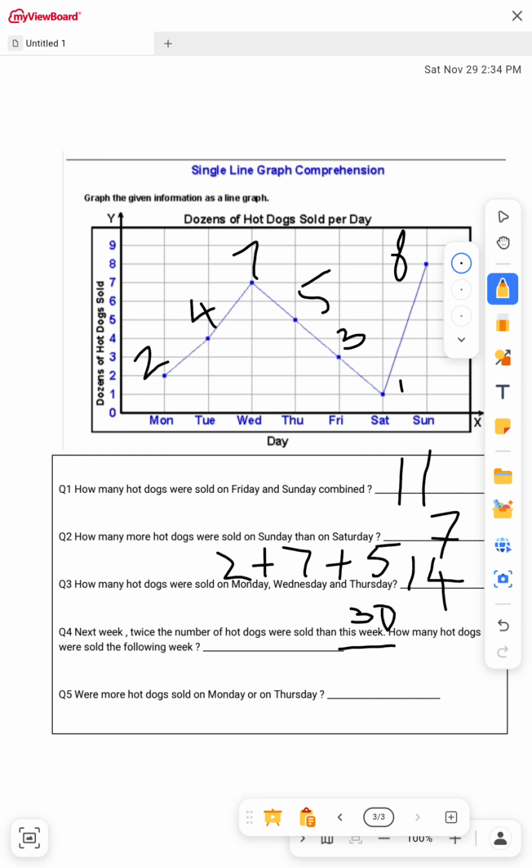So we write 30 over here. And next week, twice the number of hot dogs were sold. So the following week, 60 dozen hot dogs would be sold because there were twice as many as this current week. Were more hot dogs sold on Monday or on Thursday? More hot dogs were sold on Thursday.